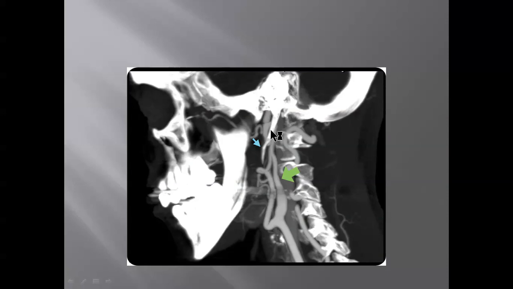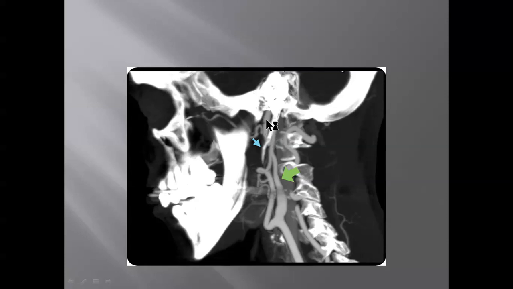Here in this image, we can see the styloid process a bit elongated, I can see. So this elongation of the styloid process can cause dissection of the internal carotid artery, and of course, that can lead to many problems.